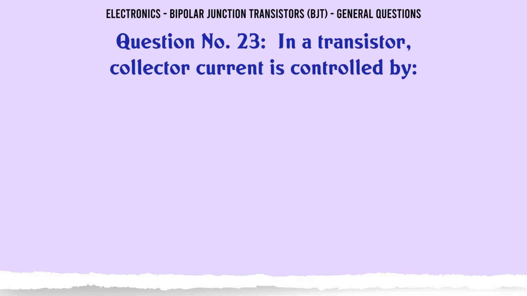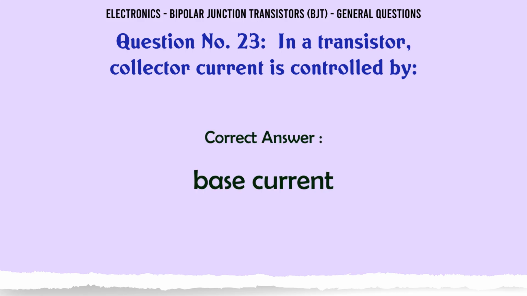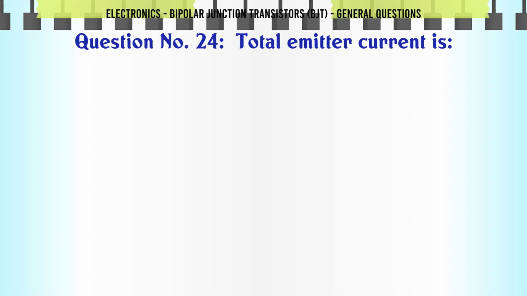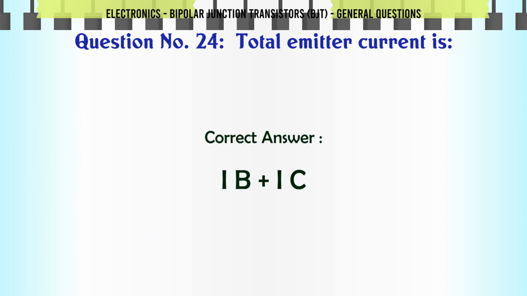In a transistor, collector current is controlled by A. collector voltage, B. base current, C. collector resistance, D. all of the above. The correct answer is base current. Total emitter current is A. IE = IC − IB, B. IC + IE, C. IB × IC, D. IB + IC. The correct answer is IB + IC.